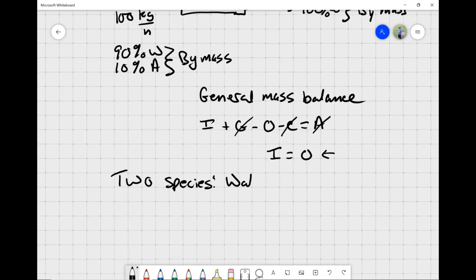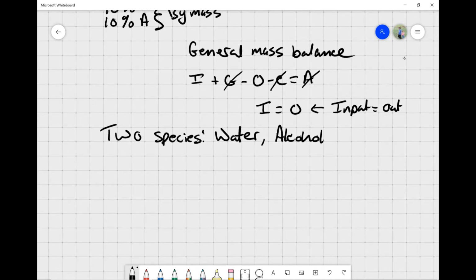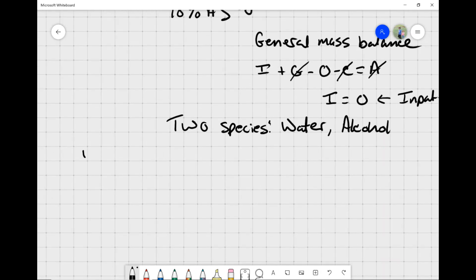Water and alcohol. So we're going to set up two balance equations based on input equals output. So the first balance we're going to do is a water balance.